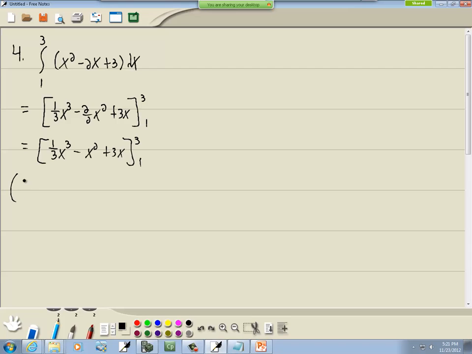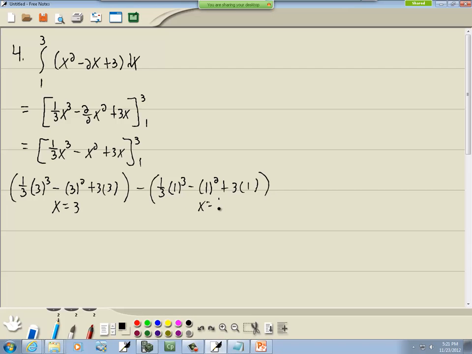Okay, so we're going to plug in 3. So I got 1/3, 3 to the third, minus 3 squared plus 3 times 3, minus, plug in 1. So we got 1 to the third minus 1 squared plus 3 times 1. So our upper limit, we plug in here. Our lower limit, plug in here, and subtract them.